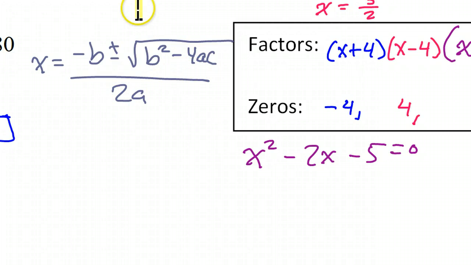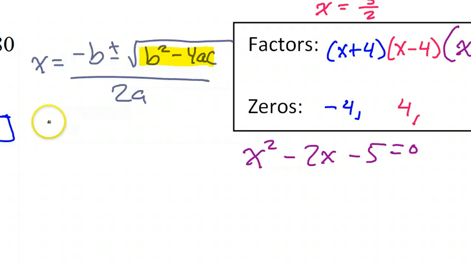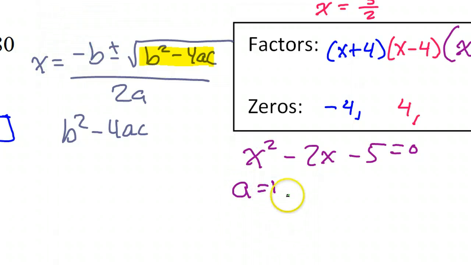I like to find the discriminant first though. So for that reason, I'm going to do the b squared minus 4ac. Okay, so b squared minus 4ac is called the discriminant. Let's see, so look, what's a, b, and c? A is 1, b is negative 2, and c is negative 5. Okay, a, b, and c.